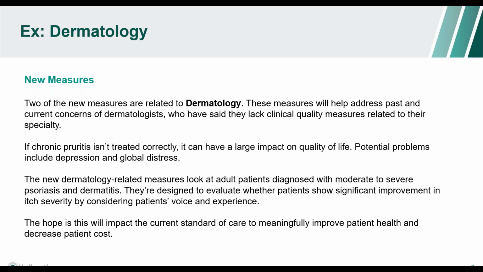So our two new measures this year are dermatology related, and they look at adult patients diagnosed with moderate to severe psoriasis and dermatitis. They're designed to evaluate whether patients show significant improvement in itch severity by considering both the patient's voice and their experience. The hope is that these two new measures will impact the current standard of care to meaningfully improve patient health and decrease the cost for these patients.